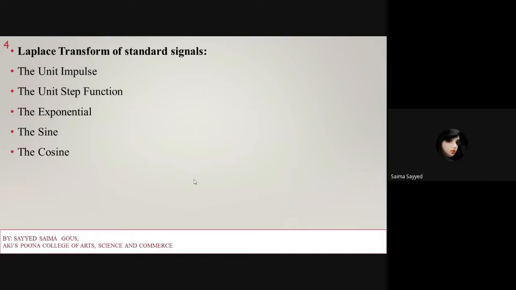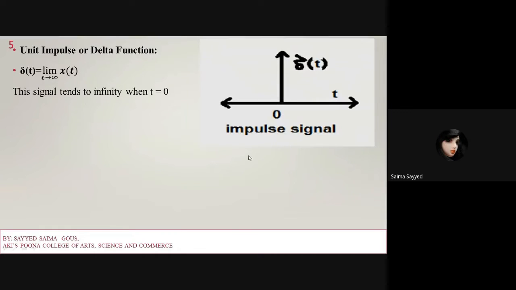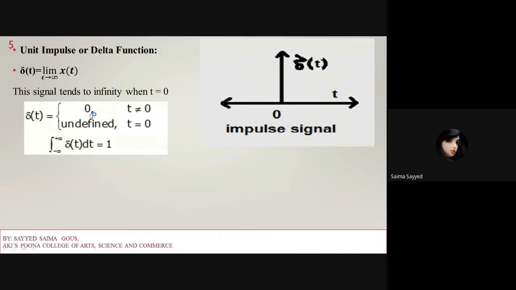Now we have to find the Laplace transformation for the standard signals which we previously studied: unit impulse, unit step, exponential, sine wave, cosine wave. First, the impulse function or delta function. As we have seen in its definition, this signal tends to infinity when t is equal to 0. So when t is 0, this function is infinity, and otherwise it is 0. When t is not equal to 0 it is 0, and when t is equal to 0 it is infinity.